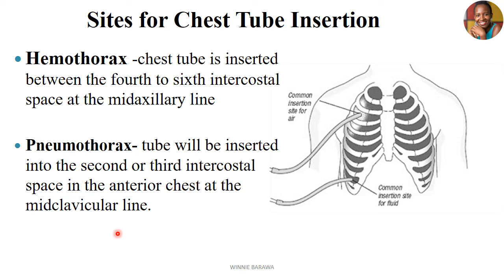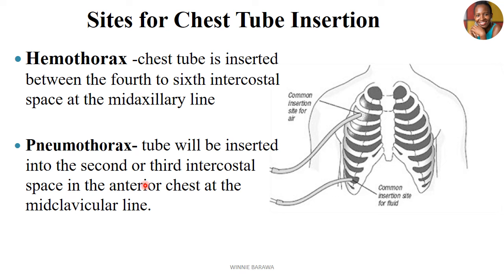So the target of the pneumothorax is normally the anterior chest, and so we use the mid-clavicular line. However, for hemothorax, we don't target the anterior side, so we go laterally, and here we use the mid-axillary line. So why the different locations? Why is one on the fourth to sixth and another on the second to third? Well, fluids are a bit heavy and they tend to settle on the lower sides of the pleural space, and so using the fourth to sixth is the best location for us to evacuate these fluids.